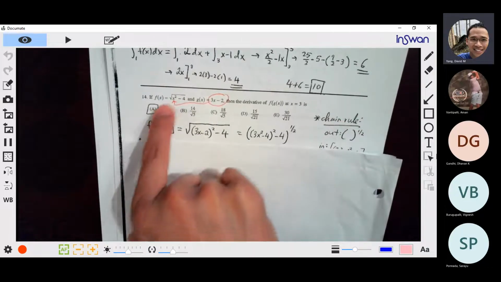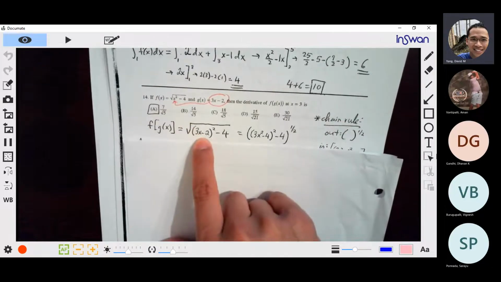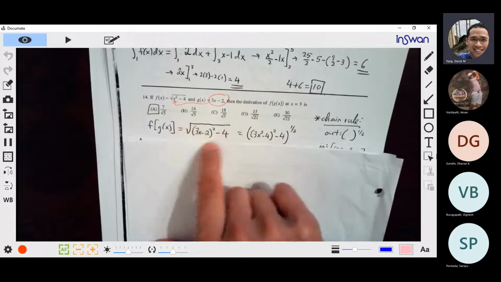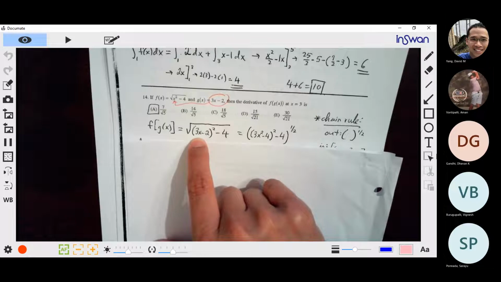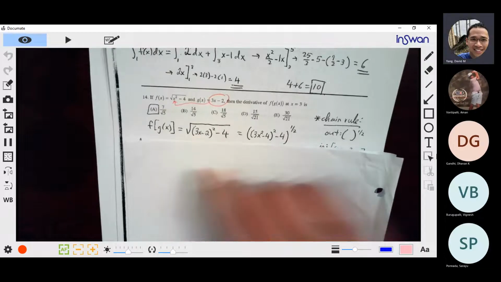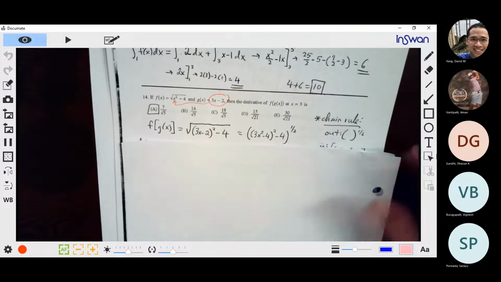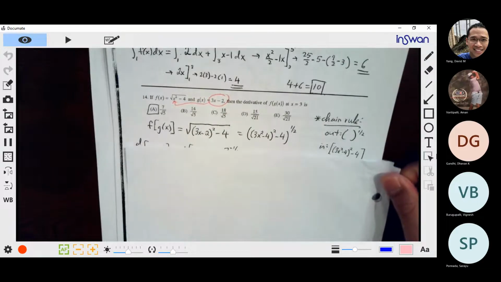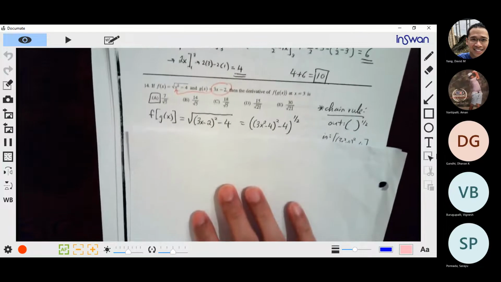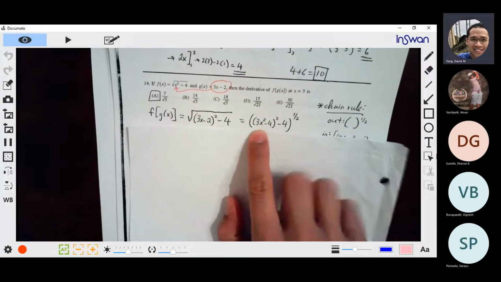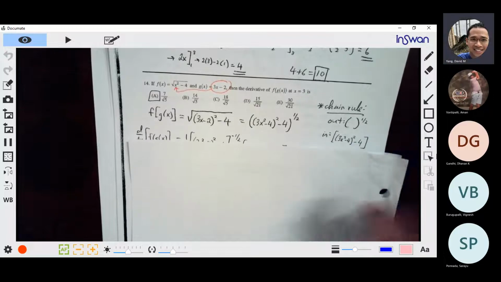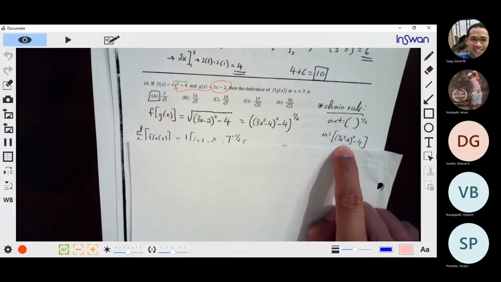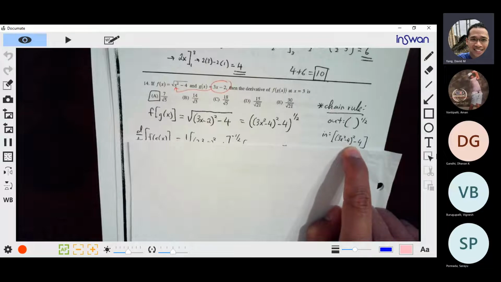And so this is what your function looks like. So now it's asking you to find the derivative of this composite function. Okay, I can either just decide to FOIL this out, or I can think of it as chain rule. My outside function is the parentheses to the 1/2. My inside function is the 3x squared minus 4.